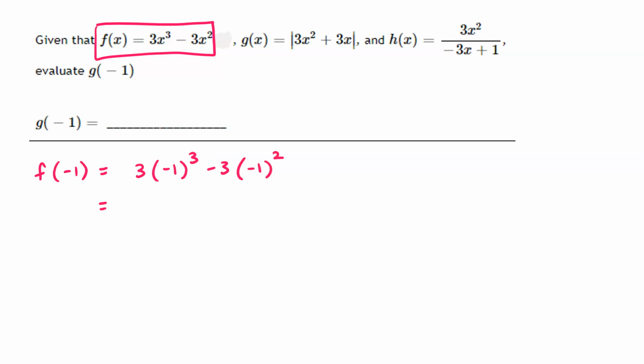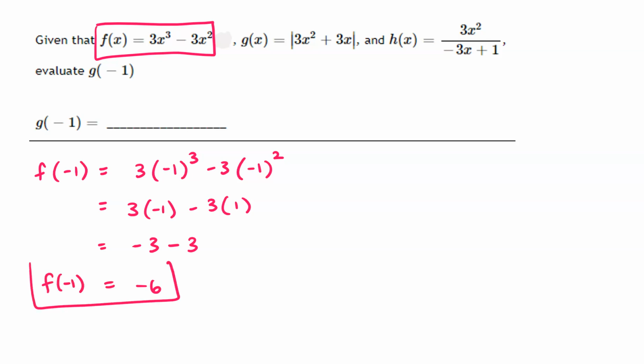Okay, so let's do some simplification. We want to do the exponents first, so 3 times -1 cubed turns out to be -1. And then -1 squared becomes +1. So if we do some multiplication now, we get -3 minus 3, and then that becomes -6. So f of -1 is equal to -6.